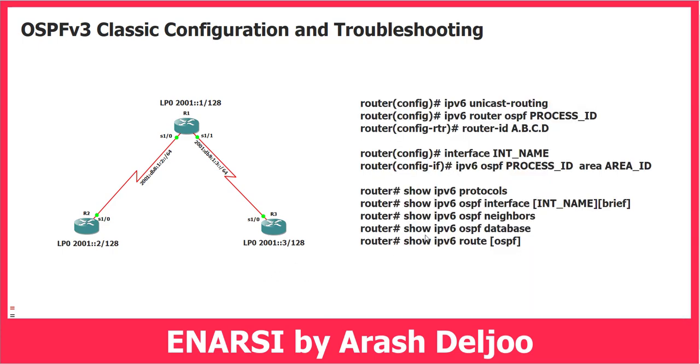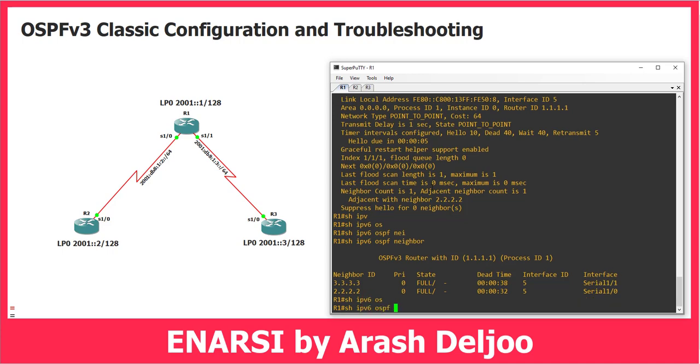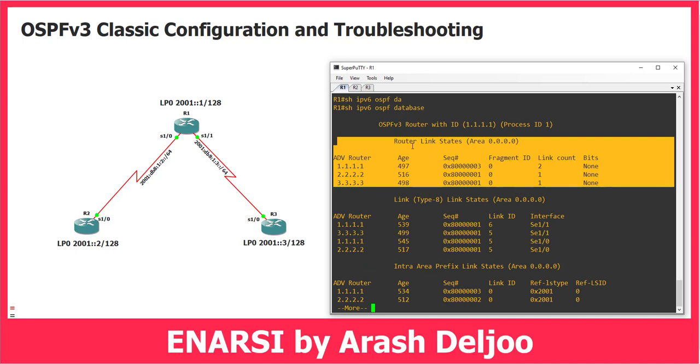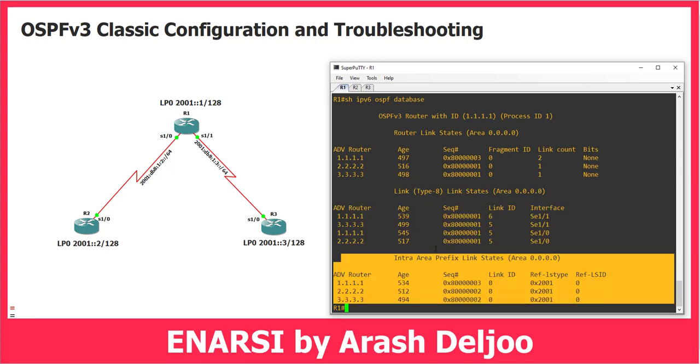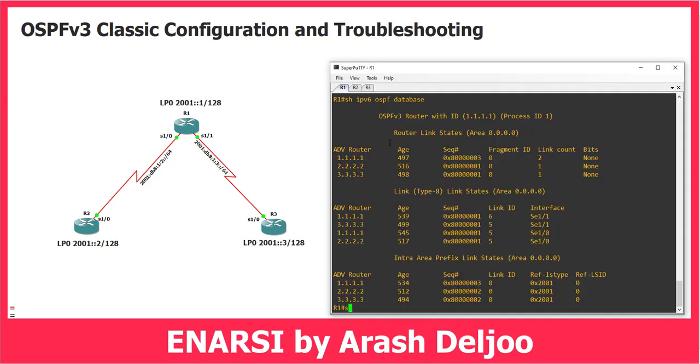Also, the next command is the show IPv6 OSPF database. About the database we have talked in the previous videos. Show IPv6 OSPF database. This is the database. You know that here we have three router link states. Also, in the router 1, we have 8 link states, and also we have 3, for example, let's say type 9 or prefix or intra area prefix link state. That's it.